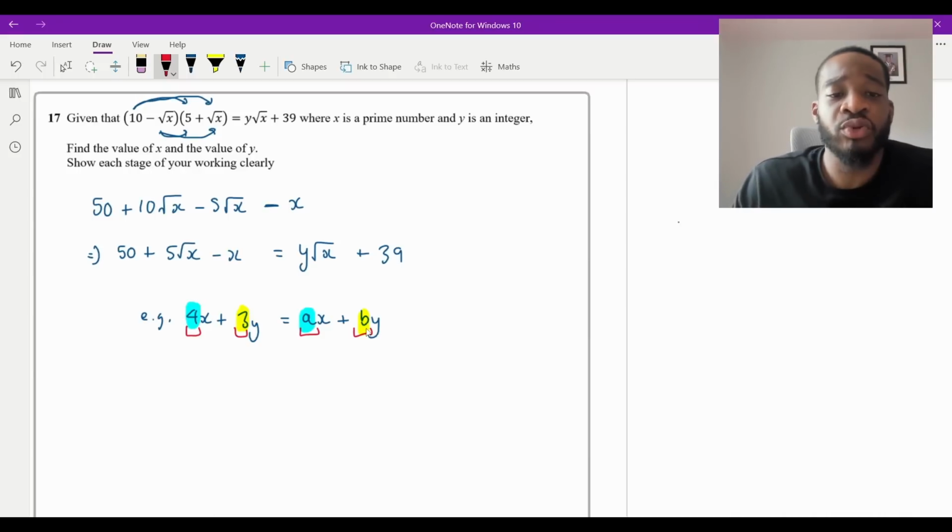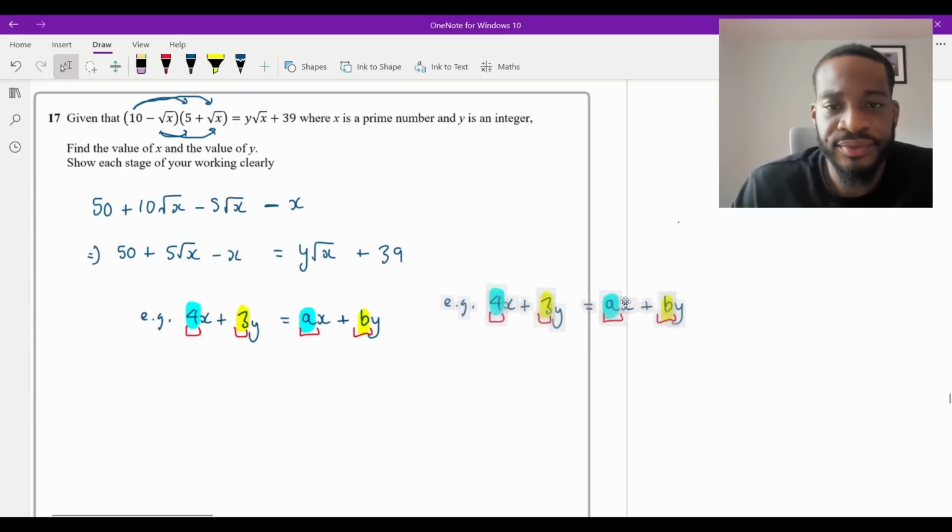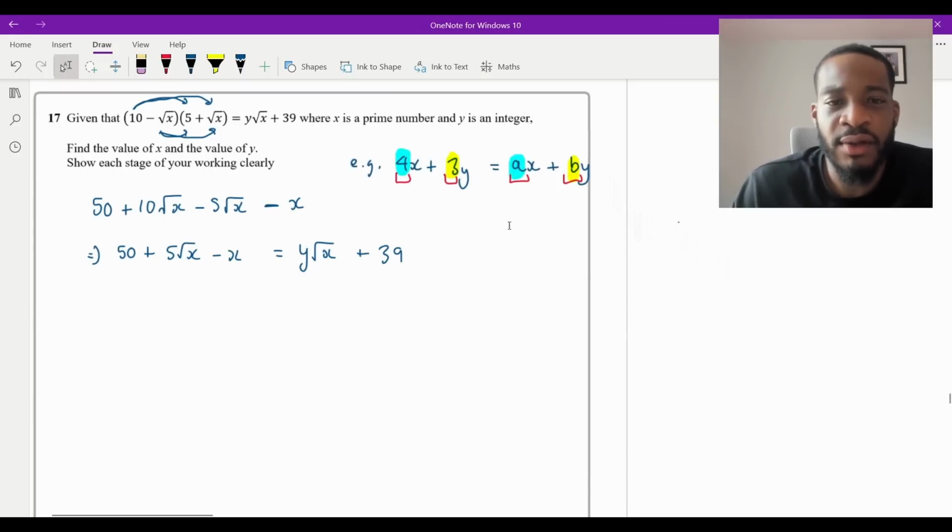So what you want to do is just put it into the same structure. So I'm going to move this to the side here. I'll just move this over here. And then I'm going to get this in the same structure. So firstly, I've got y root x. I'm going to put the 5 root x first. So it becomes 5 root x. And then I'm going to have plus 50, take away x. And then this is going to equal y root x plus 39.